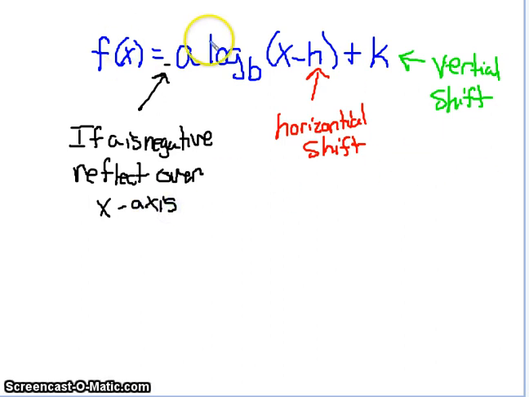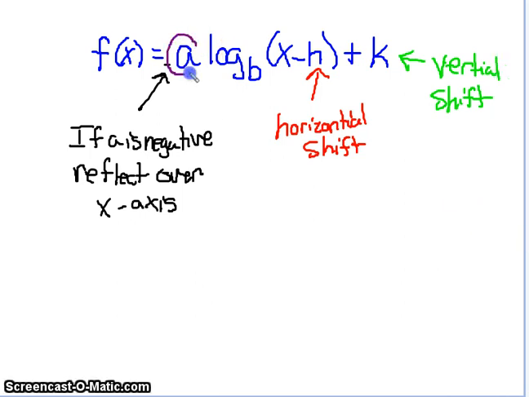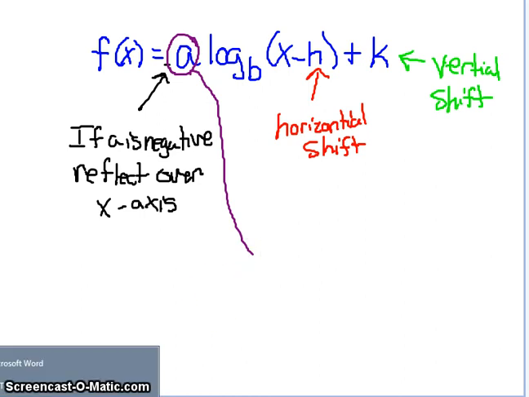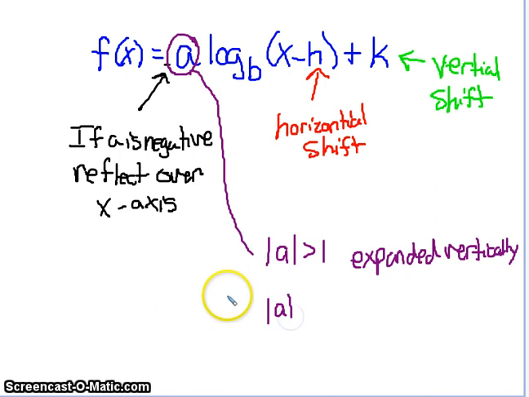And then we also have the relationship with our a. Let's do purple. If the absolute value of a is greater than 1, they describe it as expanded vertically. And if the absolute value of a is in between 0 and 1, then that graph is compressed vertically.